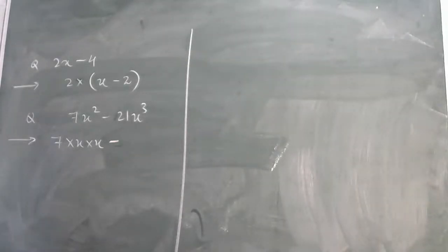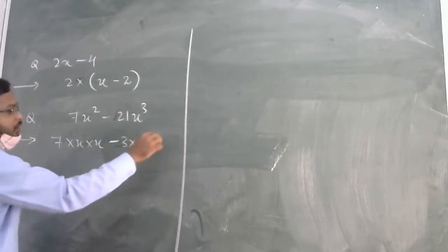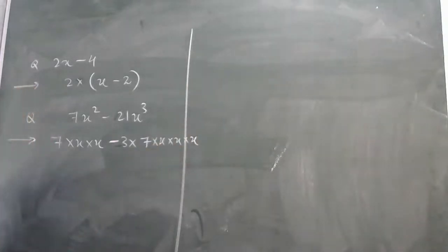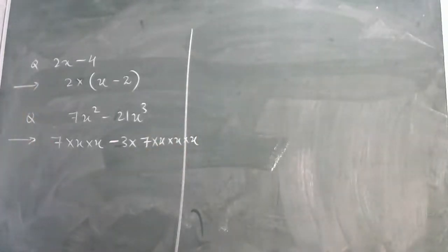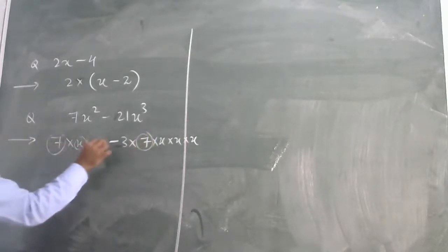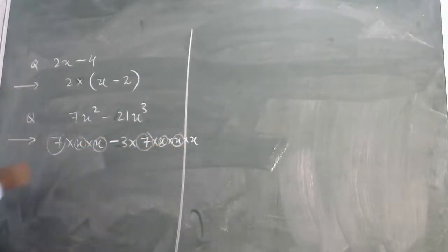So again you have to factorize the numbers also. 21, when you are factorizing, is 3 into 7 or 7 into 3. x cube means x into x into x. Normal, simple. So now take out the common term. 7 is common and x square is common. So 7 into x, that means 7x square is common.